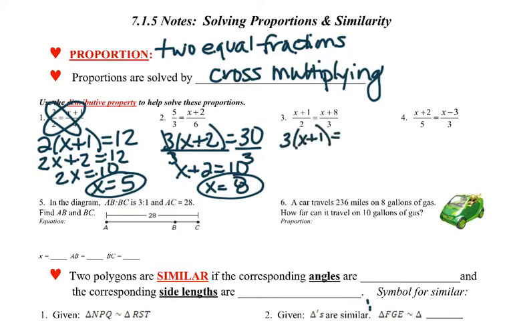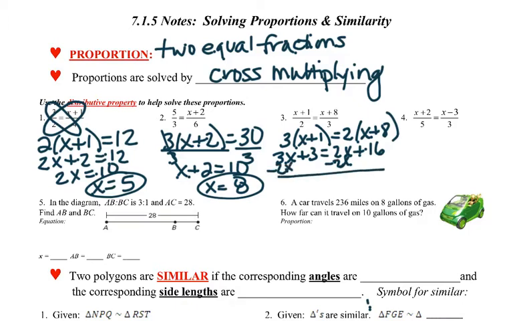3 times the quantity x plus 1 equals 2 times the quantity x plus 8. So 3x plus 3 equals 2x plus 16. And you should be good enough at solving that you could even do things in your head, like subtract 2x in your head, right? Minus 2x. So x plus 3 equals 16. So subtract 3 from both sides, x is 13.